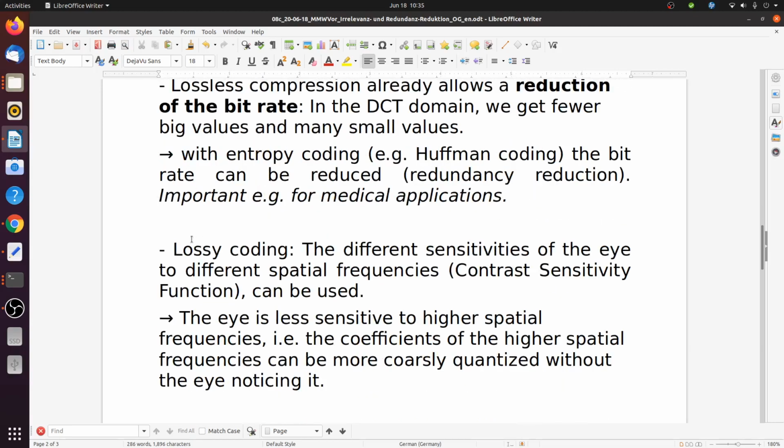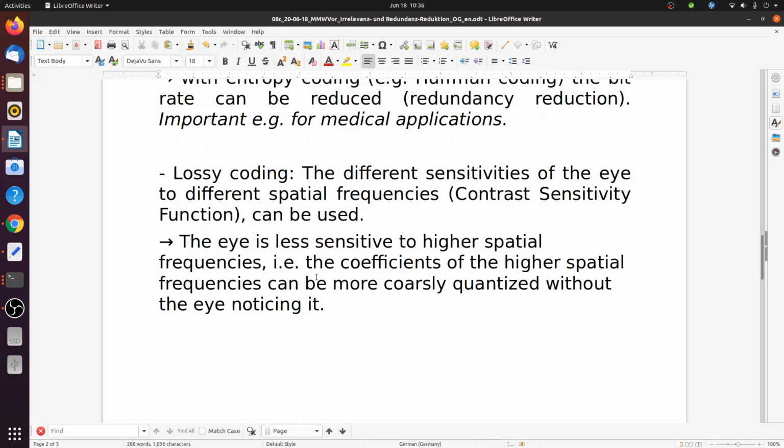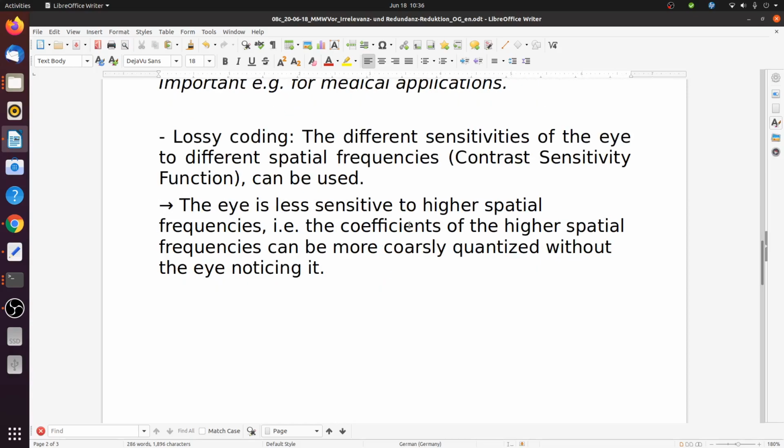If you want to have more compression, we need lossy coding that uses the different sensitivities of the eye to different spatial frequencies, as can be seen in the contrast sensitivity function. Right. So the eye is less sensitive to higher spatial frequencies, and the coefficients of the higher spatial frequencies can be more coarsely quantized without the eye noticing it. So this is how we would use the irrelevance reduction.